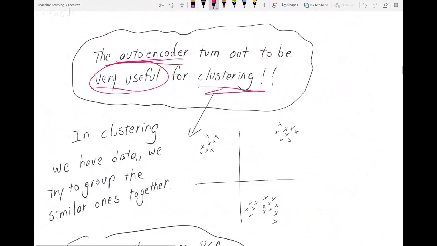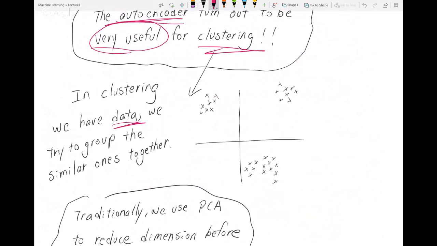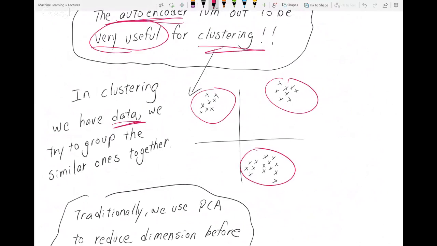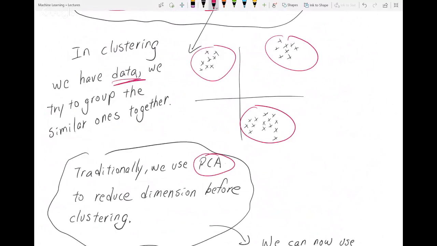In clustering, right, we have the data and we're trying to group them together. And very often there's a lot of noise. What we do is this thing called PCA, which does dimensionality reduction. It takes something that's high dimension and changes it to something that's low dimension, so that when you do clustering, all these extra dimensions, which very often are just noise, are removed, and it gives you a better result.